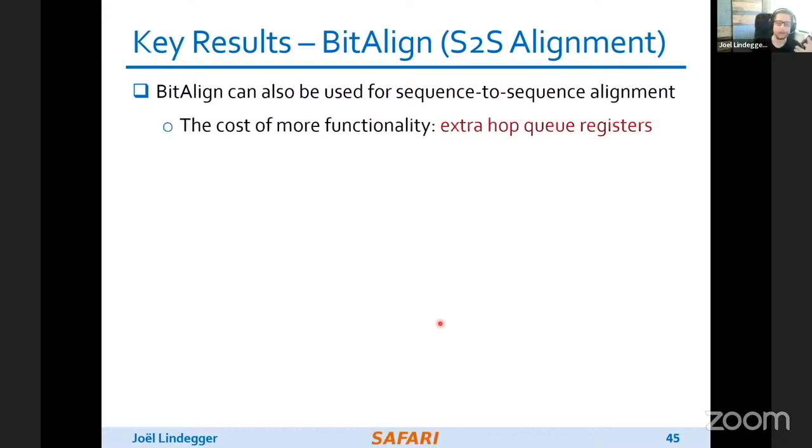So clearly there are some overheads in SeGraM. The fact that we can handle sequence-to-graph alignment means that there are these extra hop queue registers, which come with an area cost and power cost. But it turns out that they do not cost us performance. So we still have high throughput, equally high throughput, for example, as Genome.